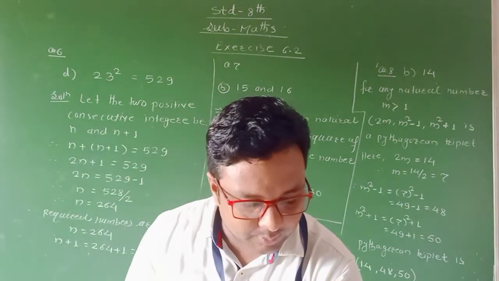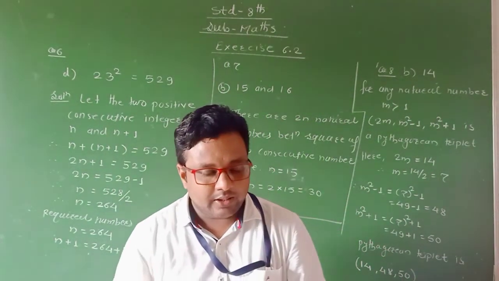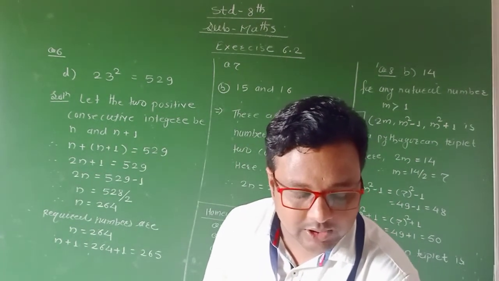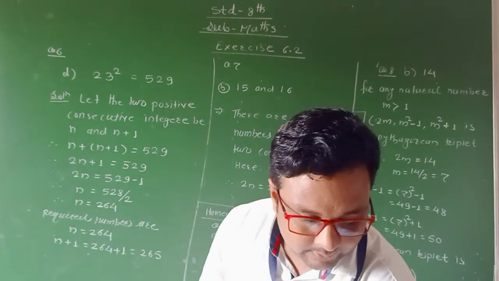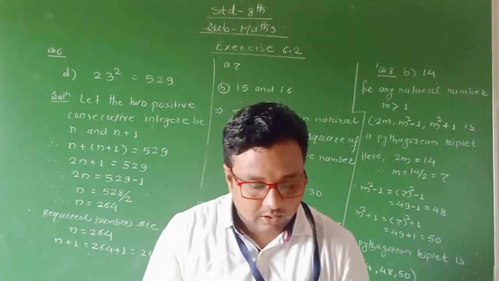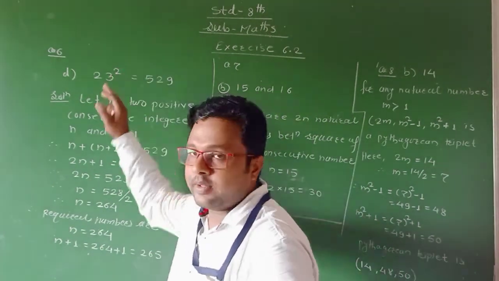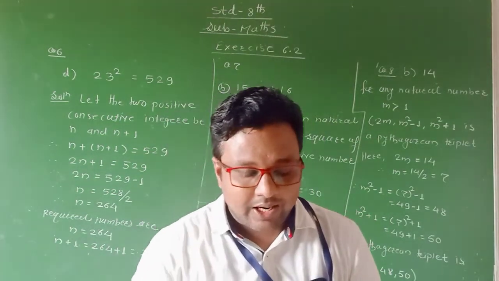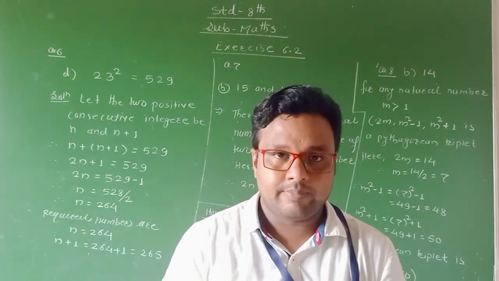Here I take question number 6. Question number 6 is given: express the following as the sum of two consecutive integers. Here I take the D example, which is 23 square. Here we have to express 23 square as the sum of two consecutive integers.